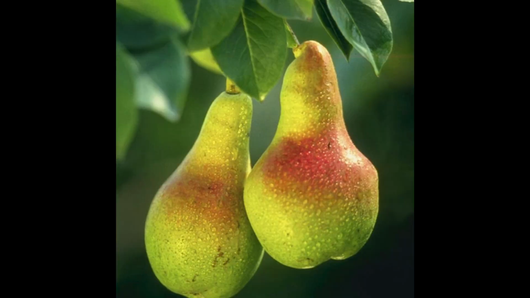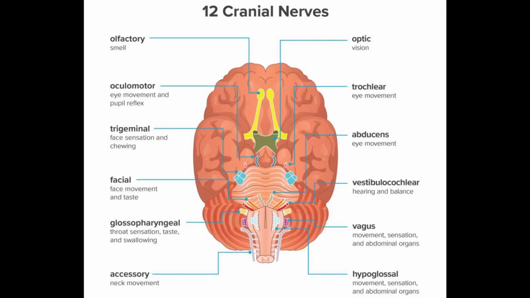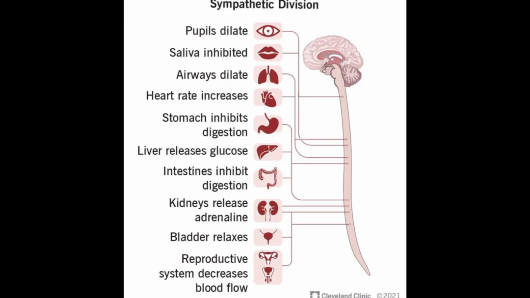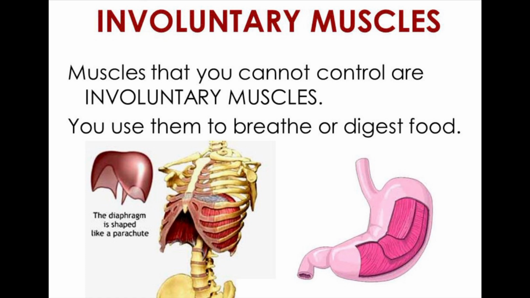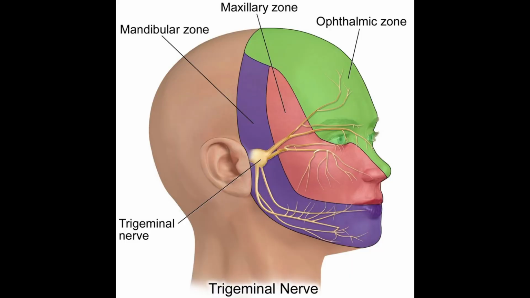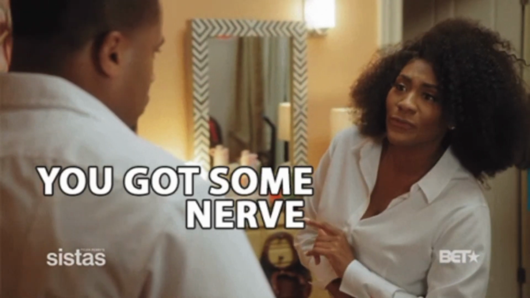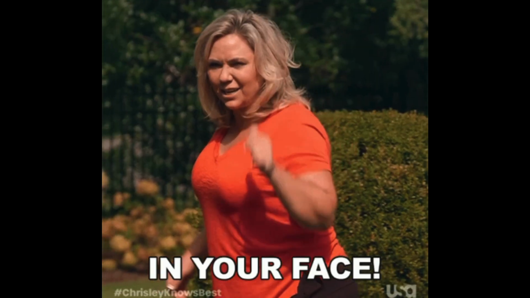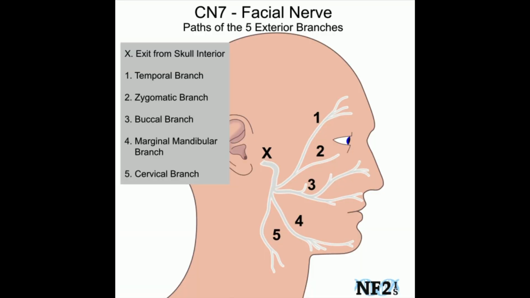Twelve pairs of cranial nerves branch out from the brain and reach parts of the head, face, and neck. The autonomic and sympathetic nervous system controls the involuntary muscles and functions. The fifth cranial nerve, also known as the trifacial or trigeminal nerve, is the chief sensory nerve of the face. The facial nerve that controls all the muscles used for facial expression is the seventh cranial nerve.